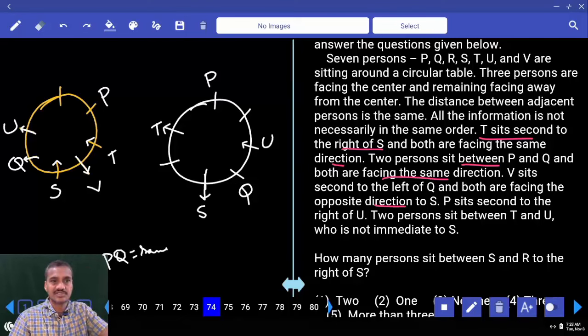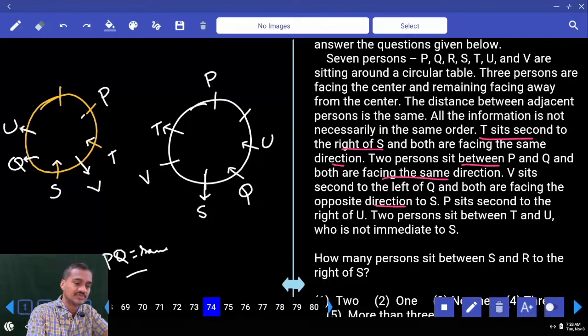Now in the second case, S is away from the center, and V and Q must be facing towards the center. Now Q is facing towards the center, and V sits second to the left of Q, V is here. Then P and Q are facing the same direction. In the first case, Q is away, P is also away. And in the second case, Q is facing towards the center, P is also facing towards the center.